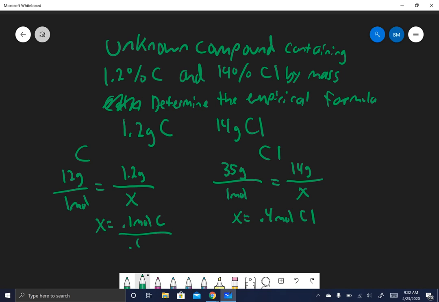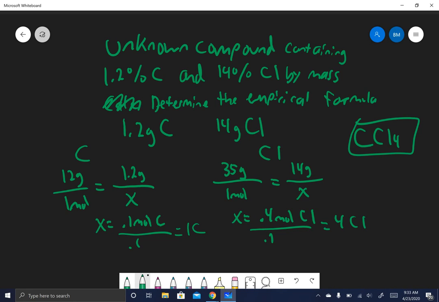If I divide by 0.1, right, divide by the lowest number. Out of these two, 0.1 and 0.4, 0.1's lower, so divide by the lower number. Divide by 0.1. So 0.1 divided by 0.1, that's 1 atom of carbon. 0.4 divided by 0.1 is 4 atoms of Cl. So the answer to this question is C1 Cl4. Except we don't really put ones, right? Here, let me rewrite the whole thing. So it's just CCl4. That is the answer to this question.